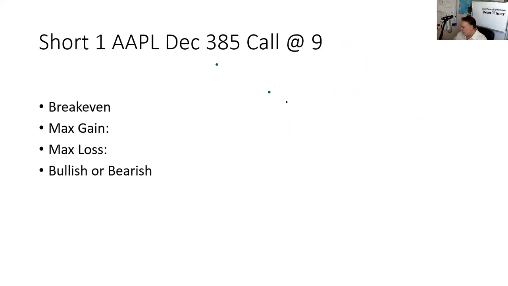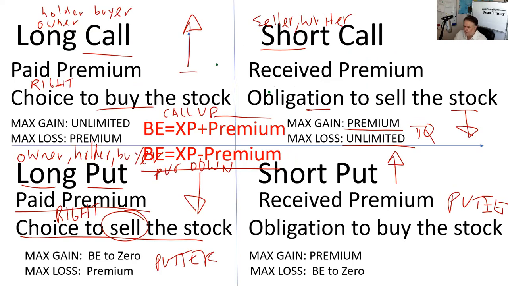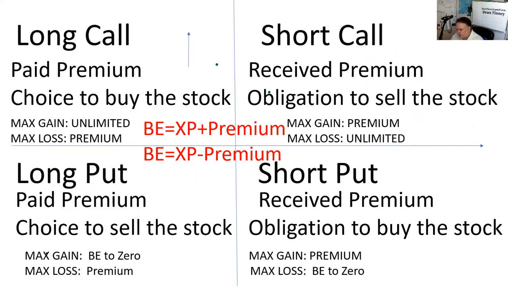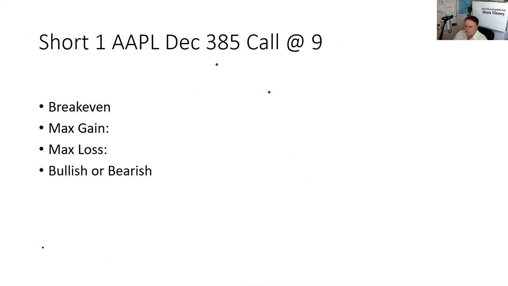All right, so again, a lot of ways to proceed. One way you can do is just simply memorize your matrix. Let's clean that up. And you could say, when you're short a call, you've received the premium, you have an obligation to sell the stock at the strike price. Your maximum gain is the premium, max loss is unlimited. You're a bear, your break even is call up, strike price plus premium. You may not have any clue what you just said, but it's technically correct. So that's one way to proceed.